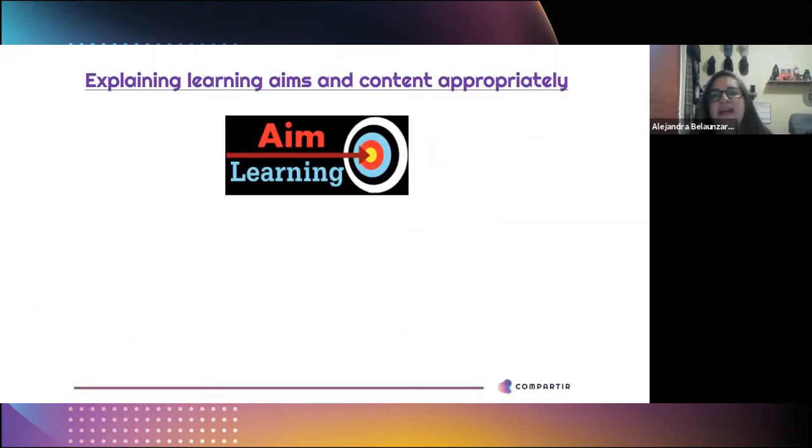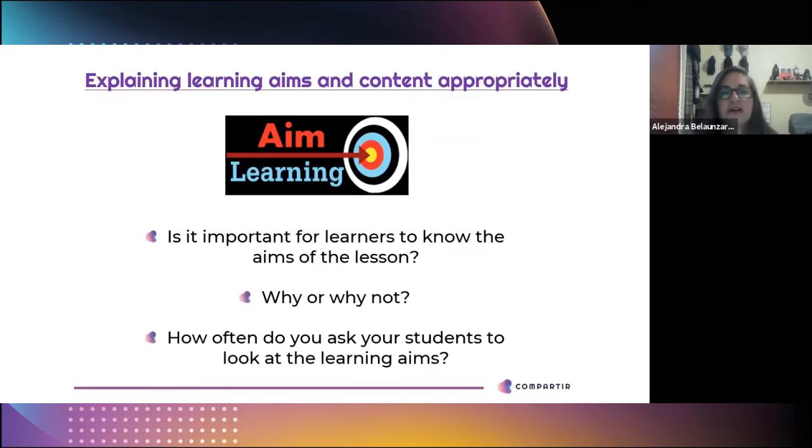Thank you very much. Okay, so the idea for this was for you to just be familiar with what we are going to talk about. The idea is that we talk about each one of them, and that you learn more and have more ideas to work with each one of these elements of managing the lesson. So as for the first one, explaining the aims and the content of my lesson, do you think that it is important for learners to know the aims of the lesson? Do you actually do this in your classes? Do you ask them at the beginning to look at the learning aims and work with them? What do you think?